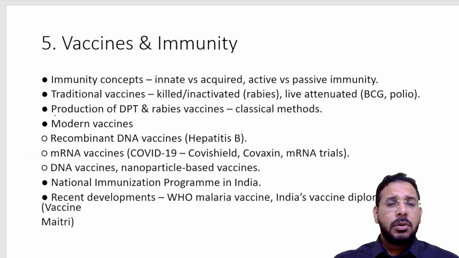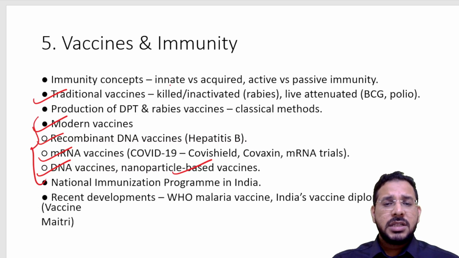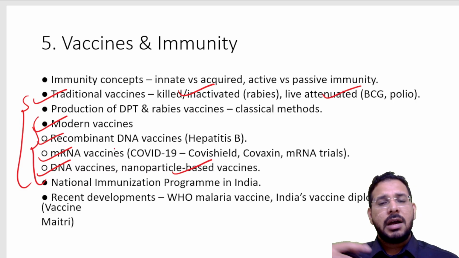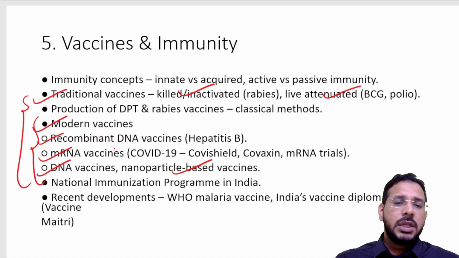Then vaccines is also important for both group 1 and group 2 students. We'll study different types of vaccines, traditional vaccines, modern vaccines. In modern vaccines, we have recombinant DNA vaccines, mRNA vaccine, protein subunit vaccine, DNA vaccines, nanoparticle vaccines. Traditional vaccines means we have killed or inactivated vaccines, live attenuated vaccines. So different vaccines and different diseases which they are treating. And in case of COVID-19, we have also seen questions on which company has made these vaccines. So all these will be important for both group 1 and group 2.